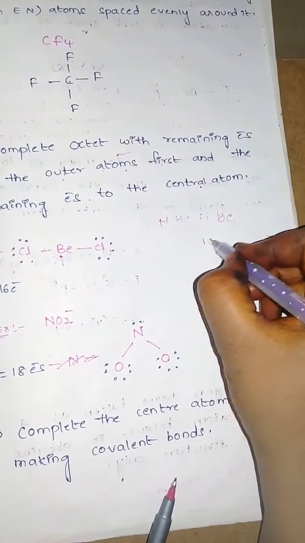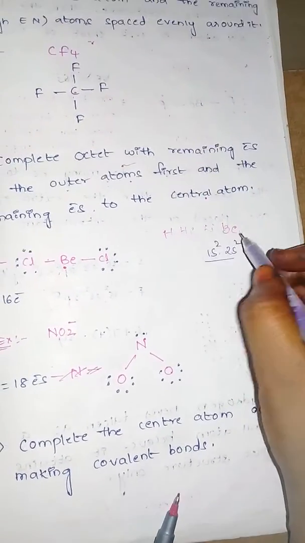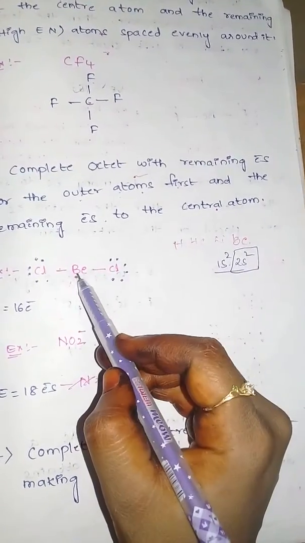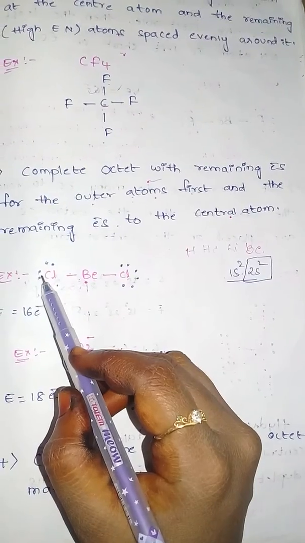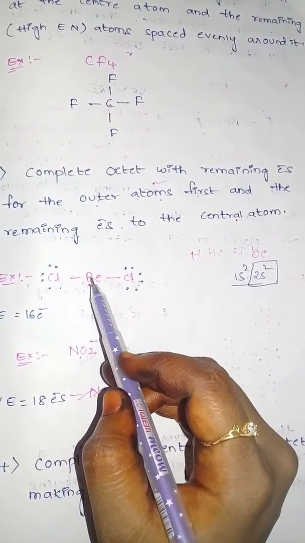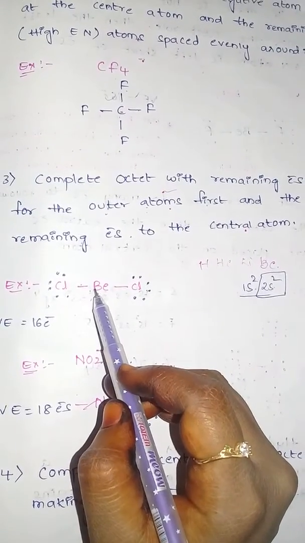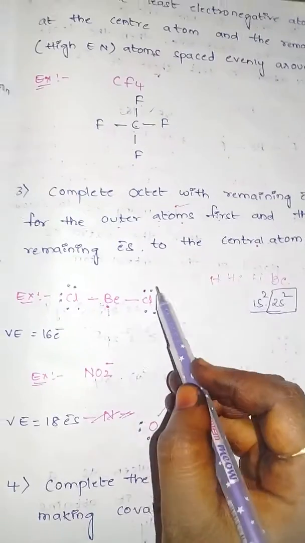Beryllium's electronic configuration is 1s2, 2s2, so its valence electrons are 2. Here beryllium shares 1 electron to fill its outermost shell. What is a covalent bond? Mutual sharing of electrons between two atoms.